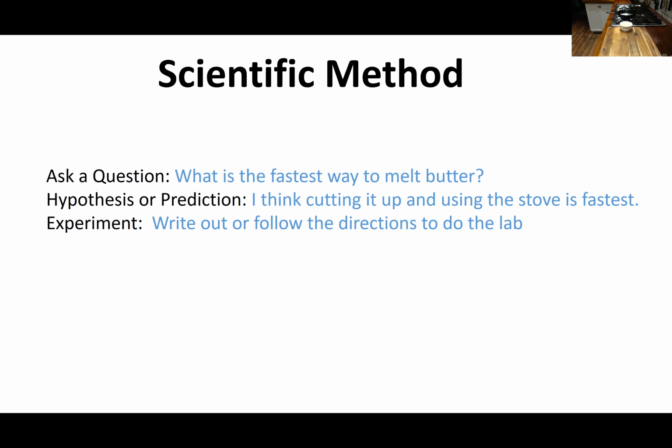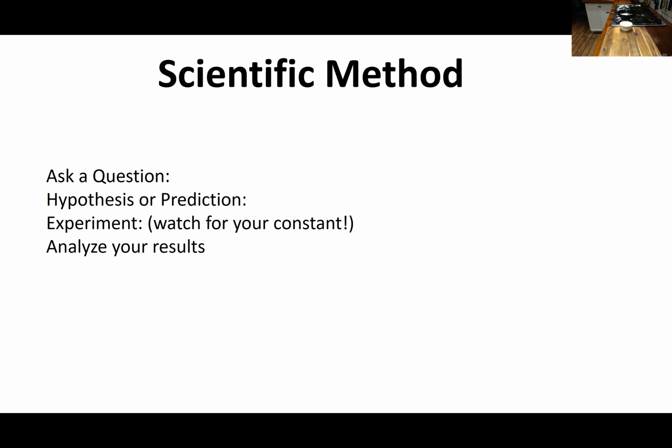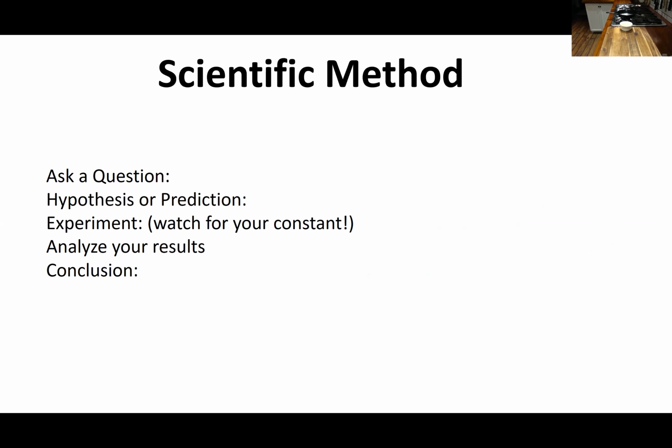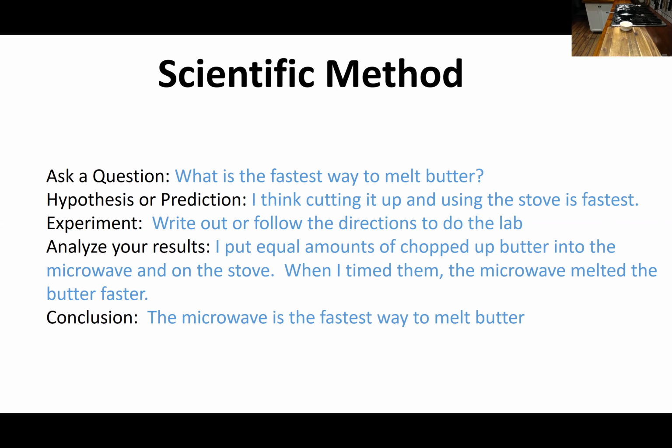So, what are our results? Remember, we talked about what our constants were. So, analyzing our results, I put equal amounts of chopped up butter into the microwave and on the stove. When I timed them, the microwave melted the butter faster. So after that, I had to do my conclusion, and my conclusion is the microwave is the fastest way to melt butter. Well, my conclusion doesn't match my hypothesis or my prediction.